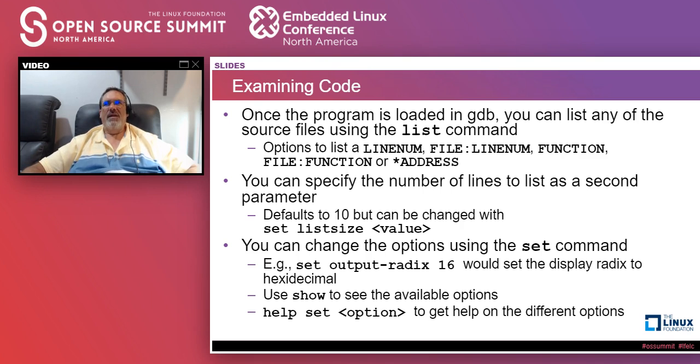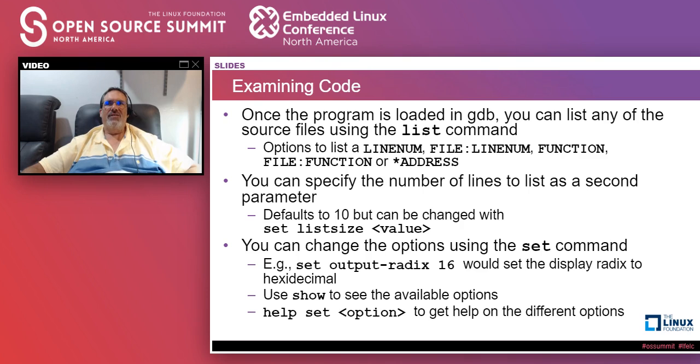You can specify the number of lines to list as a second parameter. So if I set the list size to, let's say, 15, then when I type list main, it would show me 15 lines instead of 10 lines. 10 lines is the default, by the way.